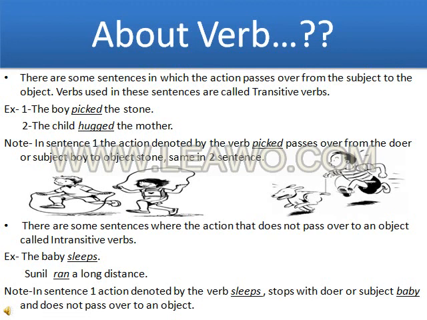In the same way, when we do not need an object to complete the sentence, the verb used in those sentences is known as an intransitive verb. Example, the baby sleeps. We do not need an object to complete the sentence. Baby sleeps is a complete sentence. Sunil ran. We do not need an object, though an object is written here: Sunil ran a long distance. But if we finish the sentence with ran, it is also a complete sentence. So ran and sleeps are intransitive verbs.